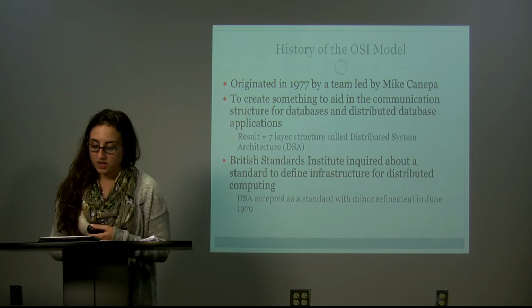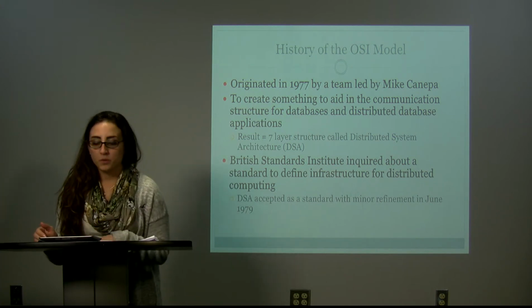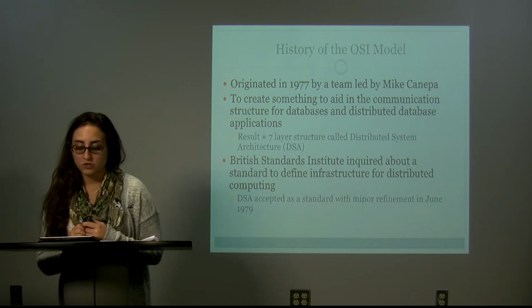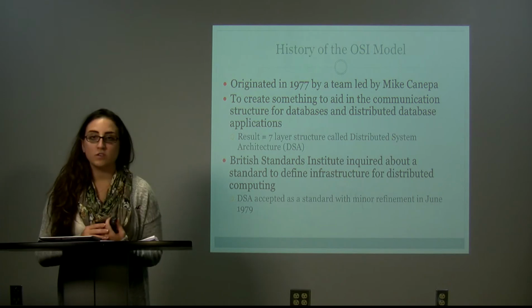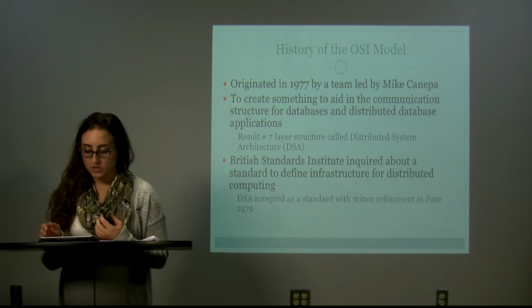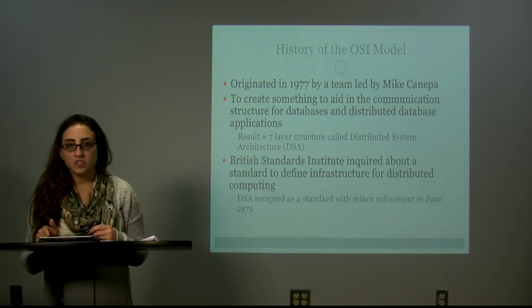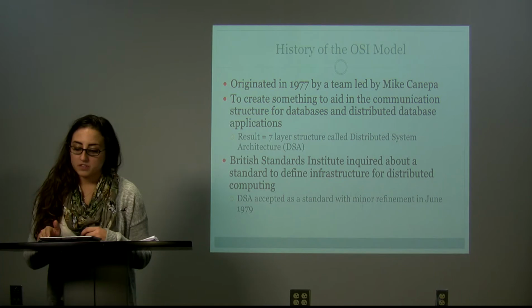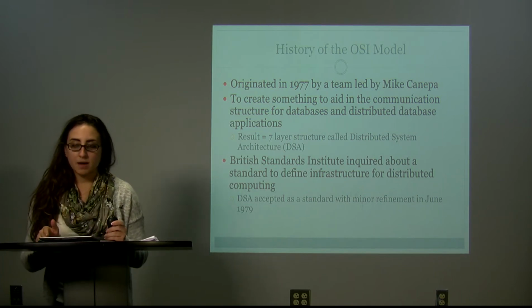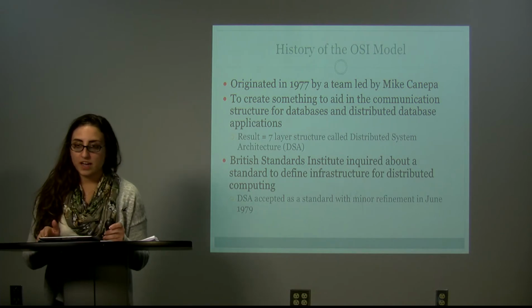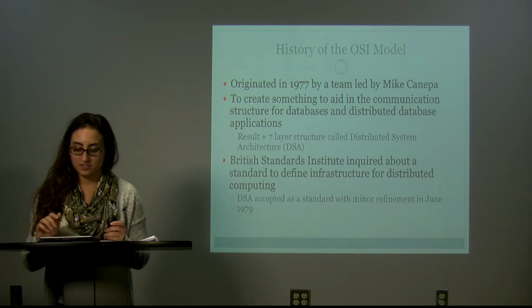The OSI model originated in 1977 by a team led by Mike Capnia, where they worked to create something to aid in the communication structure for databases and distributed database applications. What resulted was a 7-layer structure called Distributed System Architecture, or DSA. Not too long after, the British Standards Institute inquired about a standard to define infrastructure for distributed computing. It was here that Capnia's DSA was accepted with a minor refinement in June of 1979 as a standard.